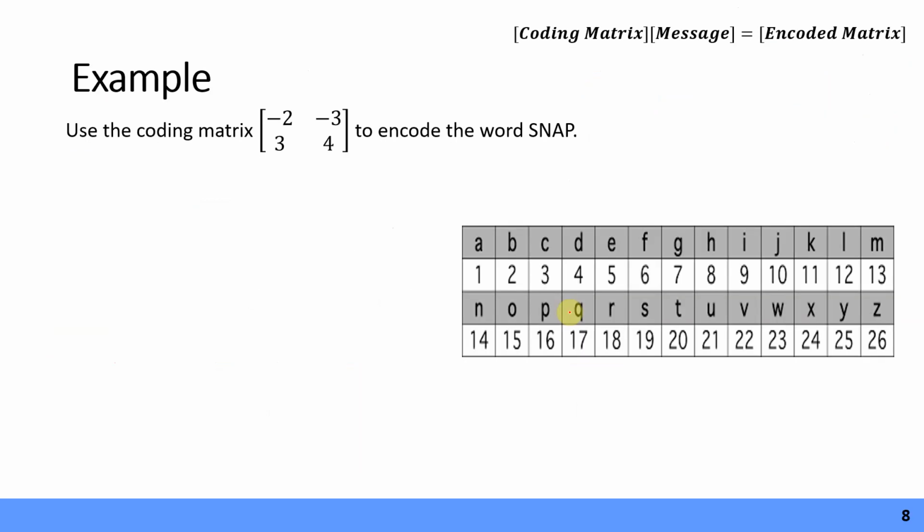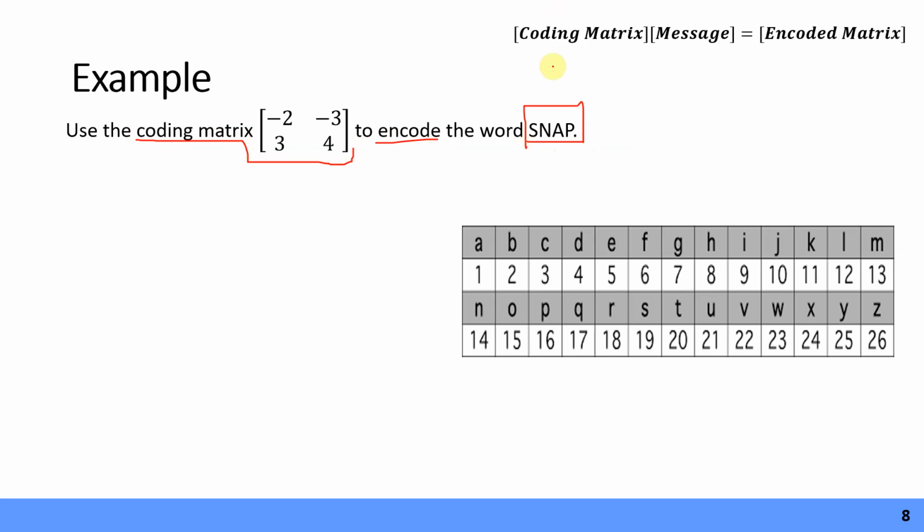So here we go. Like I told you in the last slide, the coding matrix is provided to you. If you encrypt a message and you want the recipient to be able to decode it, this is the matrix you would have to provide to them. Here's the coding matrix that they give us, and using this coding matrix, they want us to encode the word snap. Just a simple word, and we have to learn how to encrypt it.